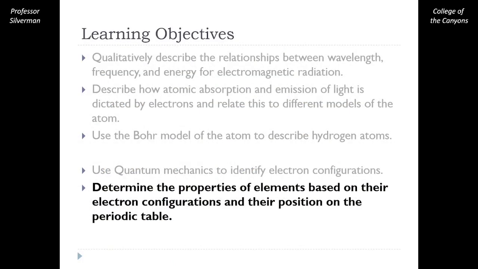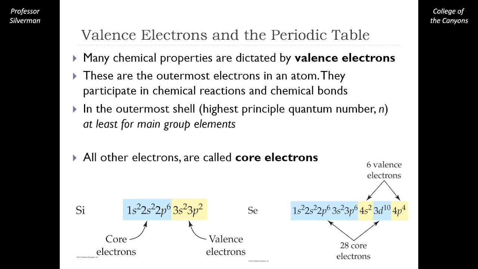Welcome! Our objective for this video is to determine the properties of our elements based on their electron configurations and their position on the periodic table. We spent a long time deciding how to picture our electrons in our atom. Now we want to use those skills to figure out the properties of our elements.